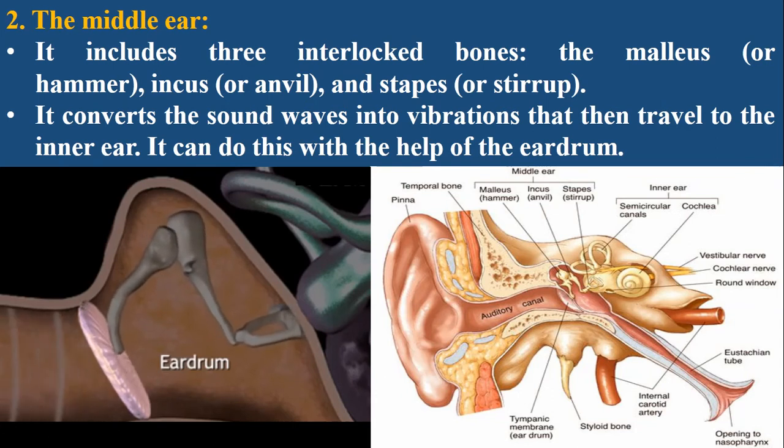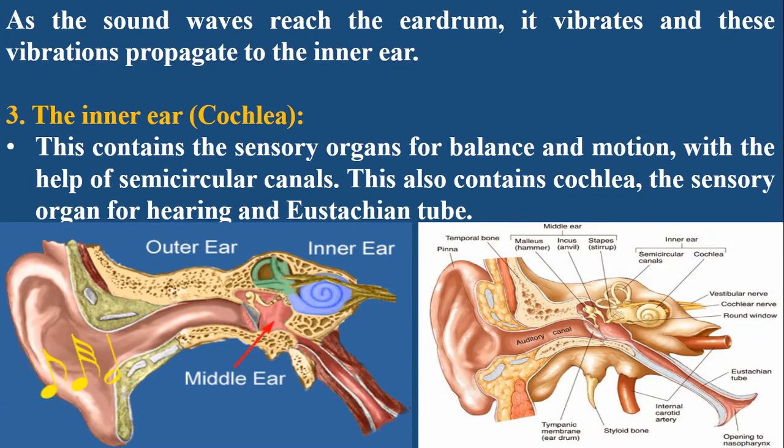Students, as we can see in the picture, after getting the sound energy from the eardrum, these three interlocked bones start vibrating, and the main function of the middle ear is to amplify the sound wave and transfer this sound energy to the inner ear. The next important part of the human ear is the inner ear. This contains the sensory organs for balance and motion with the help of semicircular canals. This also contains the cochlea, the sensory organ for hearing, and the eustachian tube.